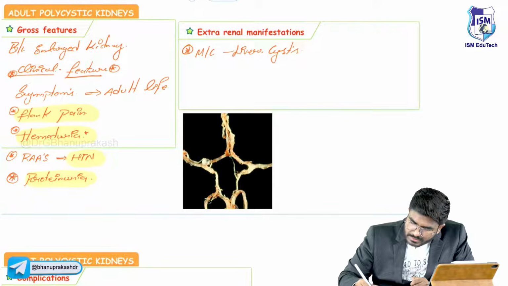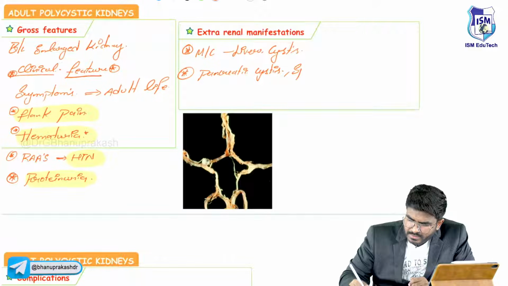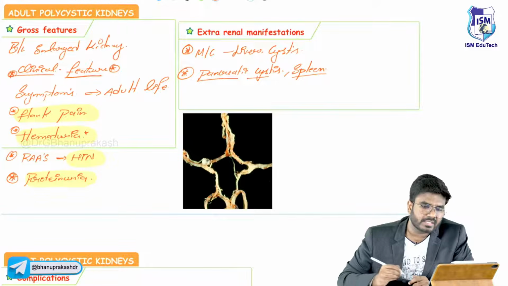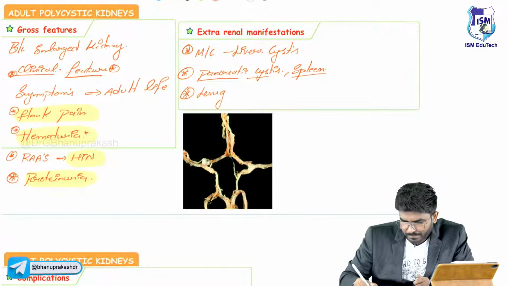Most common cysts are going to be liver cysts, but yes, pancreatic cysts and splenic cysts are going to be seen. Lung cysts are also going to be seen, but rare.